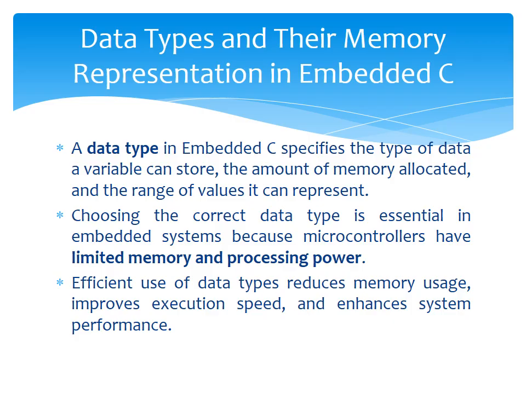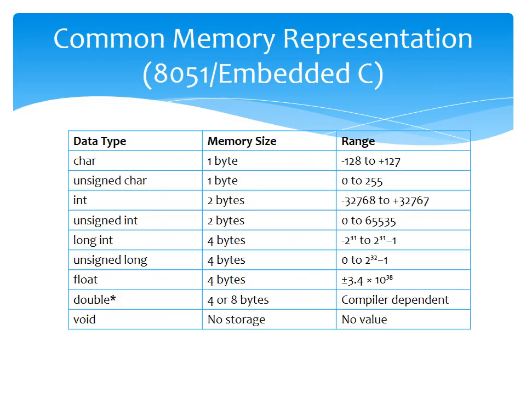Choosing a correct data type is very essential when you work with microcontrollers, which have less memory and processing power. Efficient use of data reduces the memory usage, improves execution speed, and enhances system performance. In the earlier classes we have seen about the data types. So now, what are the common memory representations?